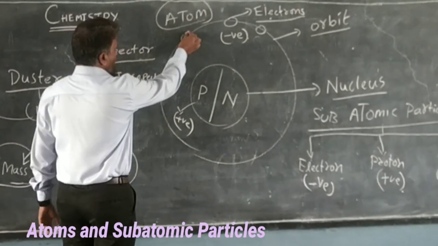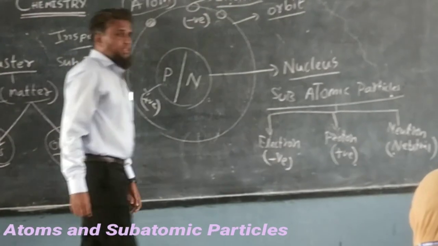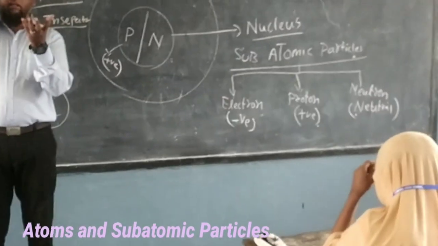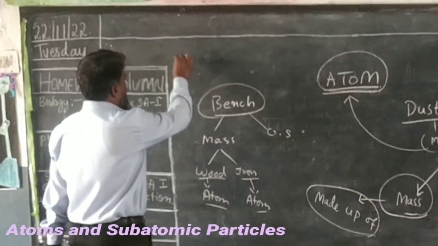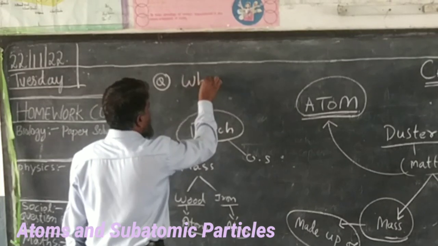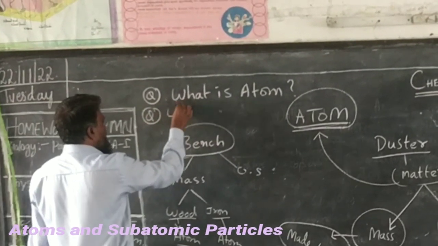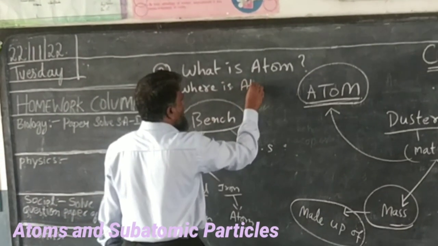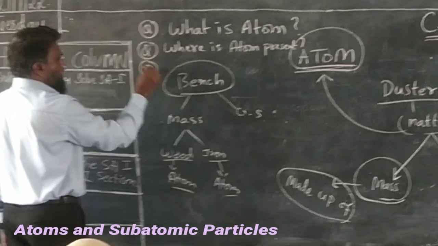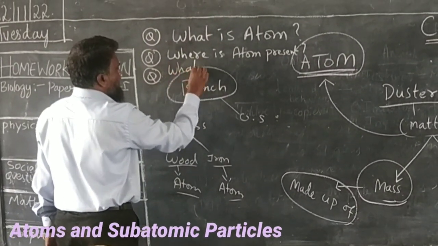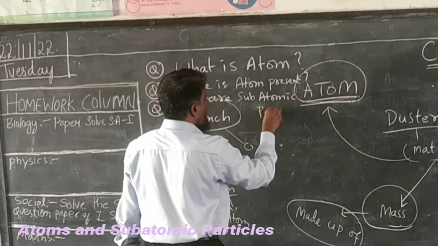Okay. Next. What is the function of the electron? What does the electron do? This is the orbit. Just like the solar system, we have the sun in the middle and all the planets, Mars, Venus, all revolve around it. Subatomic particles. Is it clear? Yes.